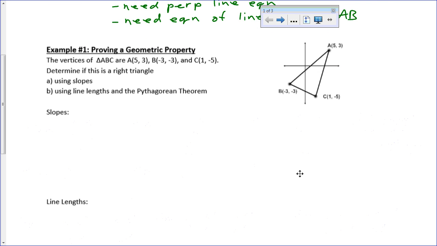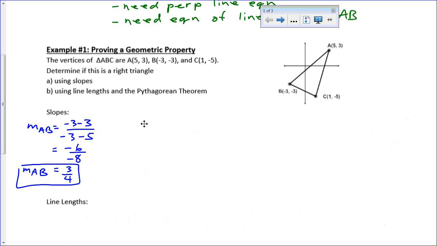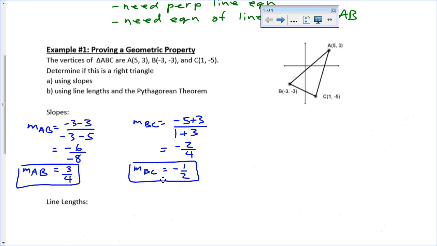Now, when we go and calculate a triangle like this, like say figuring out its slopes, we're just going to calculate the basic slopes. And what we normally do is something similar to this. mAB is equal to negative 3 over 3. We get this. We do the same for mBC, and we end up with this.